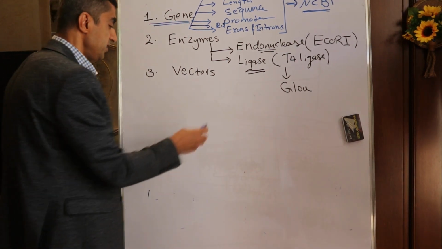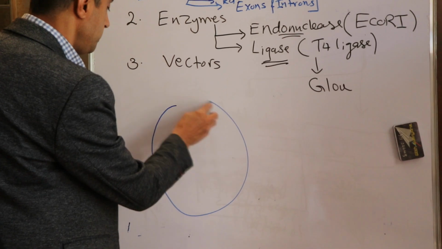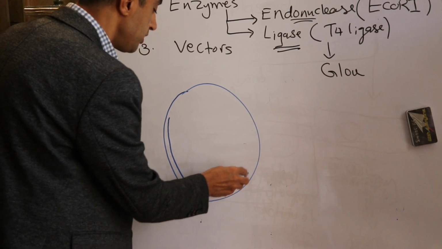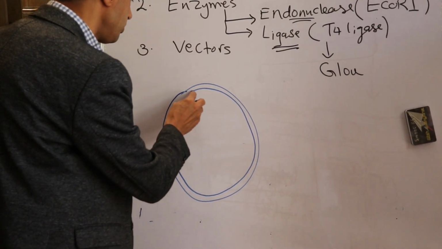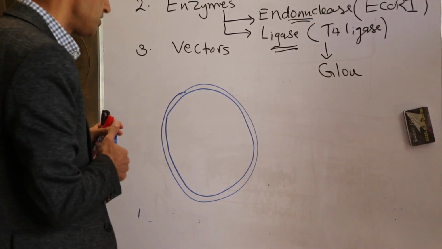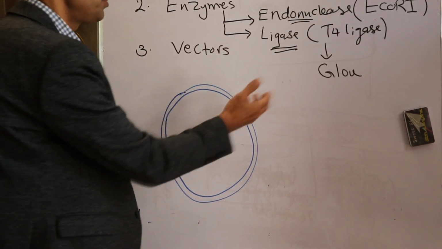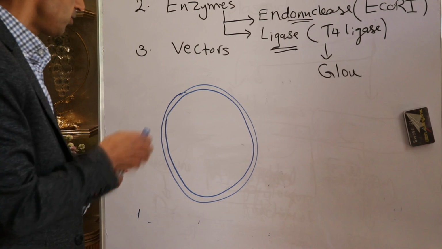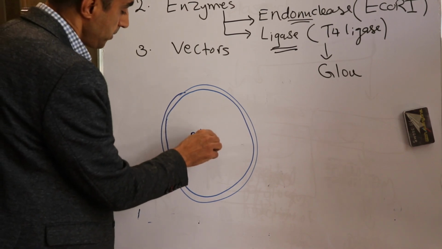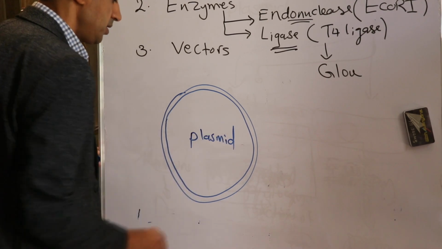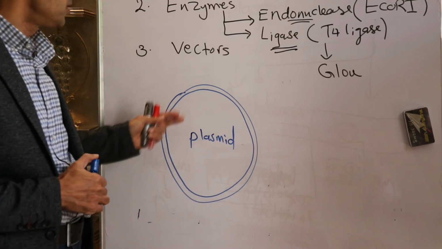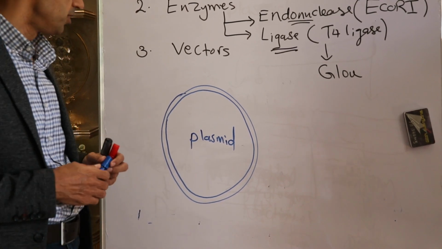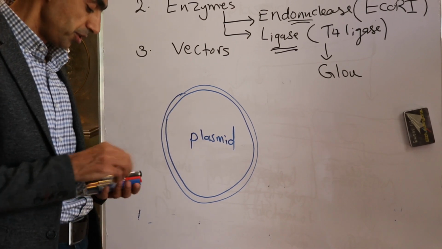Extracellular DNA. This is a plasmid. It's a circular, double-stranded DNA, and it contains some genes that cannot be seen on the bacterial chromosome. This is called a plasmid, or vector. If we use a bacterial cell, we have to use a plasmid as a vector for transformation, for inserting our gene into a host cell.